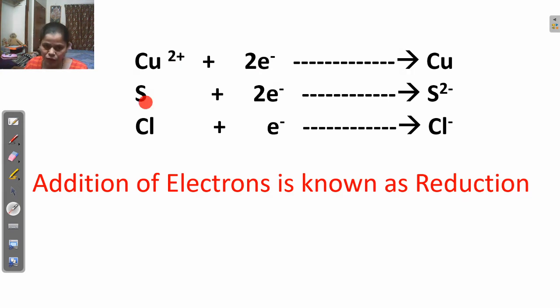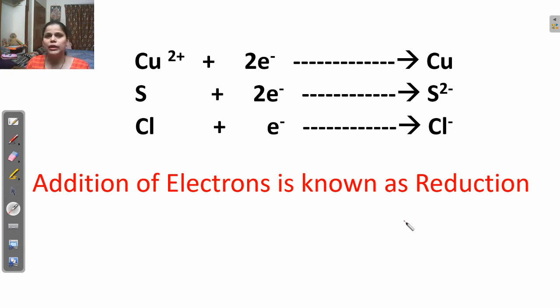Here sulfur plus 2 electrons, that means it gains 2 electrons and forms the sulfur ion. Why is this a negative sign? Because sulfur accepts electrons, so it forms a negative ion. Chlorine accepts 1 electron and forms the chlorine ion. So addition of electrons is known as reduction.